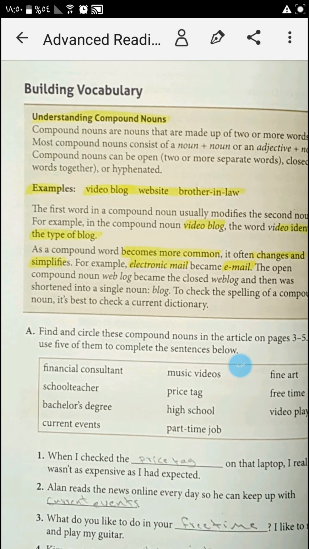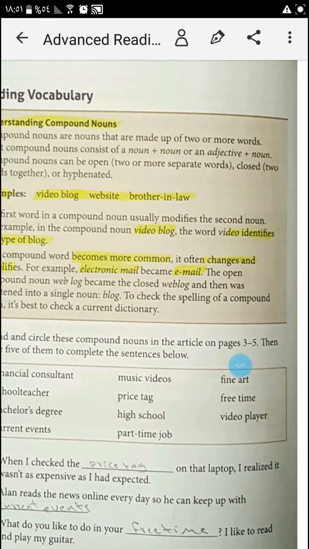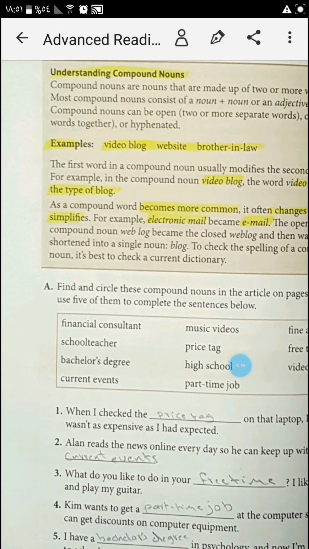For example, in the compound noun video blog, the word video identifies the type of blog. When we say video blog, it means it publishes only videos. So video modifies the type of the blog.